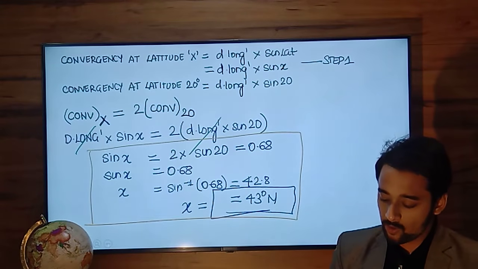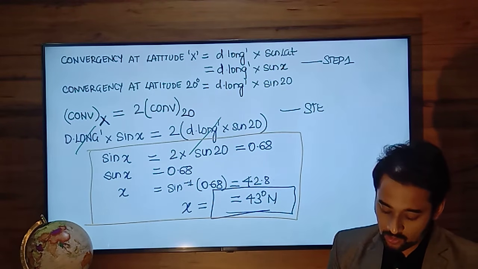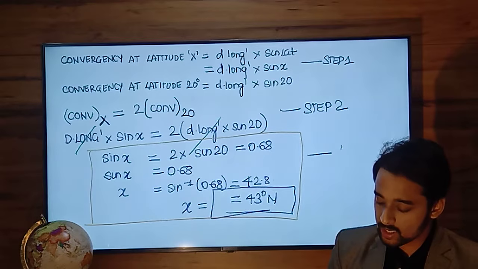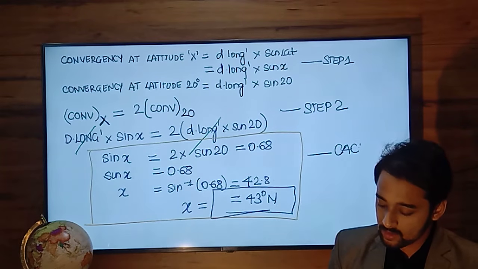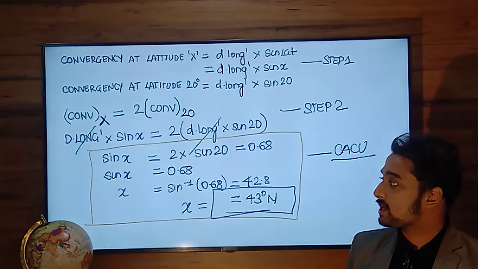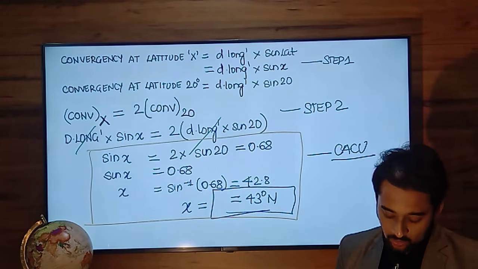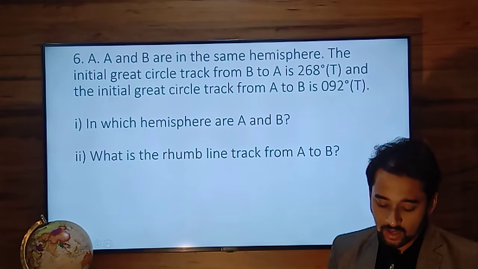Okay, so this is how you do it. Just write the simple formulae. Step 2, substitute the values. Use the calculator. And then do the sum. Let's go to question number 6.